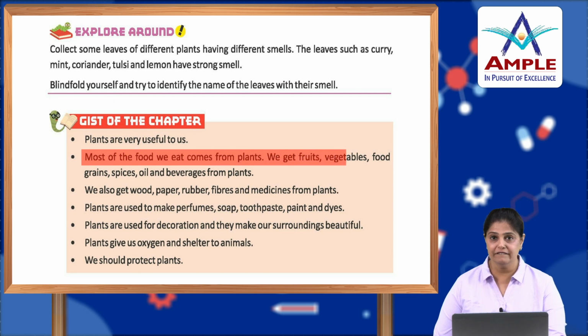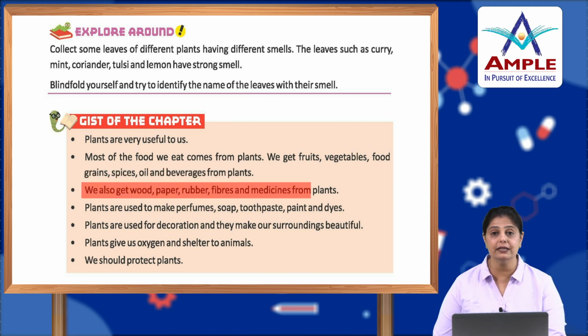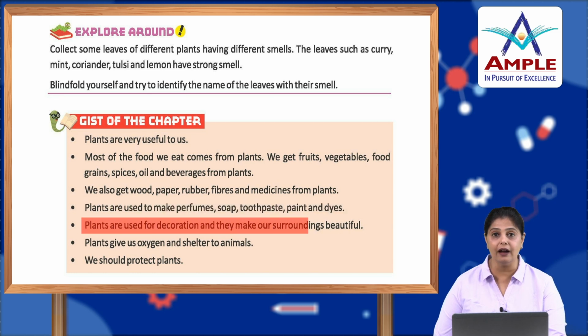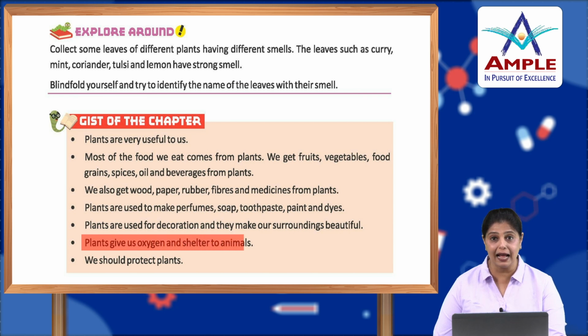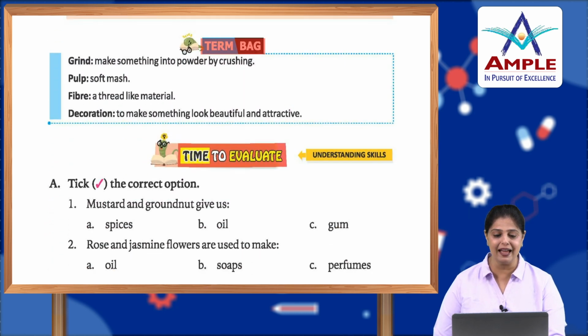We get fruits, vegetables, food, grains, spices, oil and beverages from plants. We also get wood, paper, rubber, fibers and medicines from plants. Plants are used to make perfumes, soap, toothpaste, paint and dyes. Plants are used for decoration and they make our surroundings beautiful. Plants give us oxygen and shelter to animals. We should protect plants.